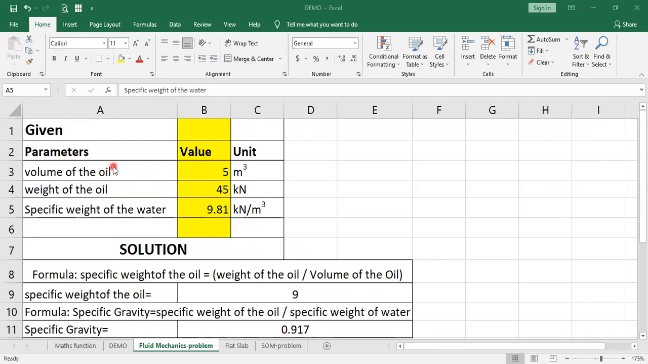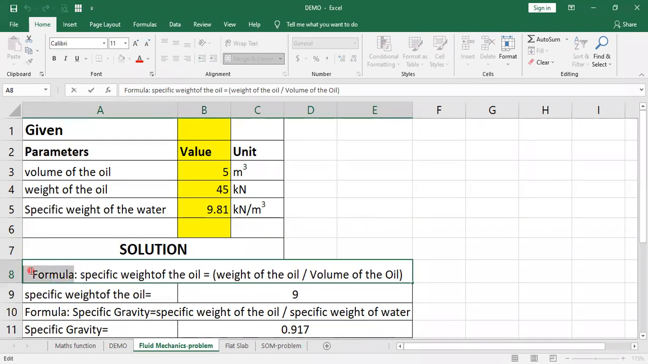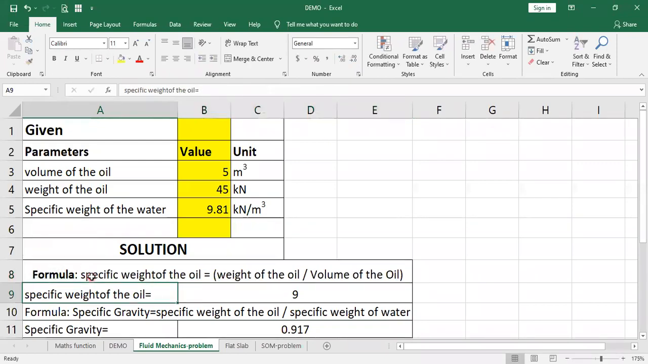So once you are clear about the parameters, write down first of all all the parameters, and then what we have to first of all calculate is the specific weight of the oil. So first of all we should know the formula. We can write down the formula here as text, and I can even mark it, click on bold. What is the formula? Specific weight of the oil equals weight of the oil divided by volume of the oil. So that's the formula.